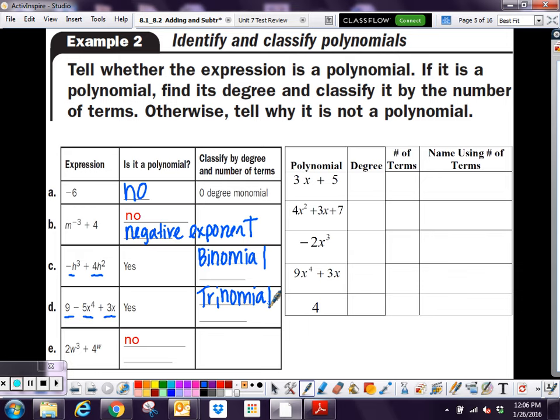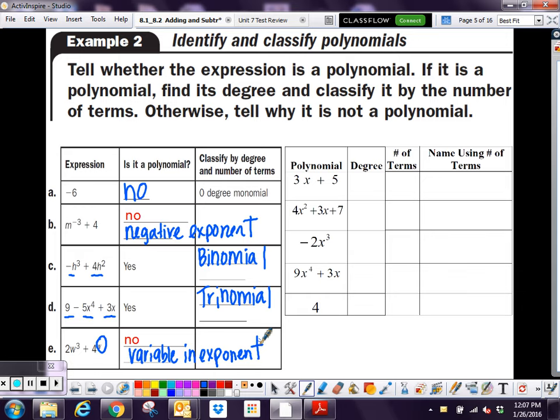Okay, in E, it says, is it a polynomial? No, it's not. And it's not because there's a variable as an exponent. I'll just say variable in exponent. So it's not considered to be a polynomial.